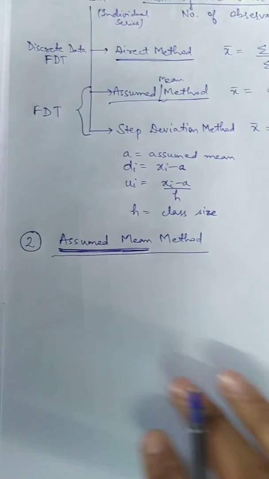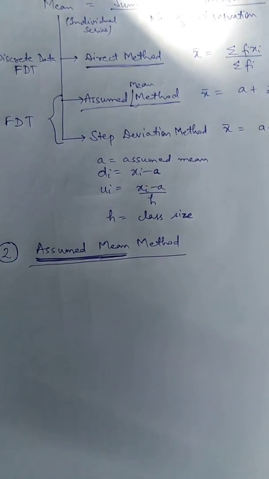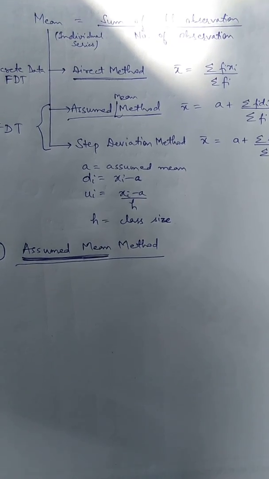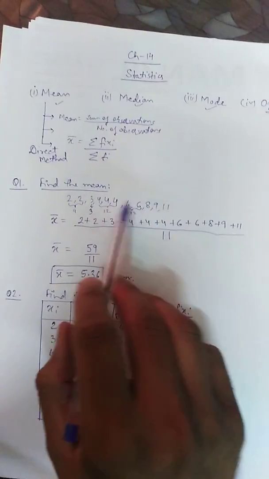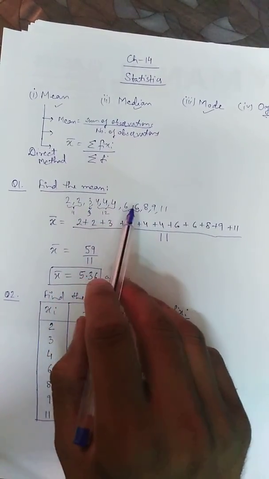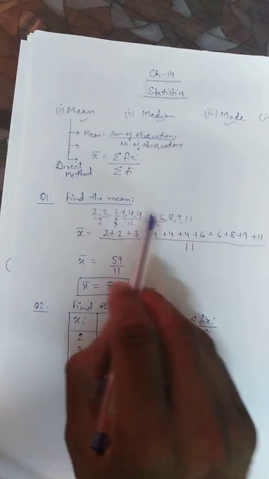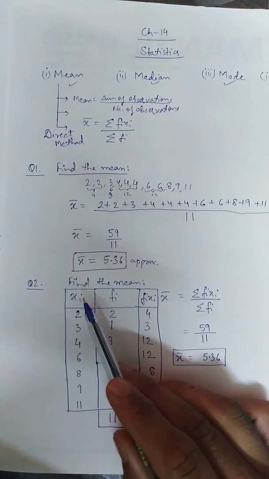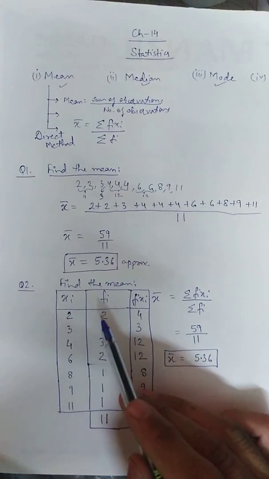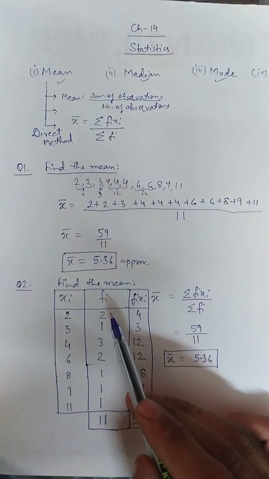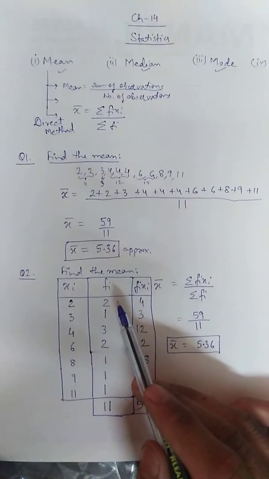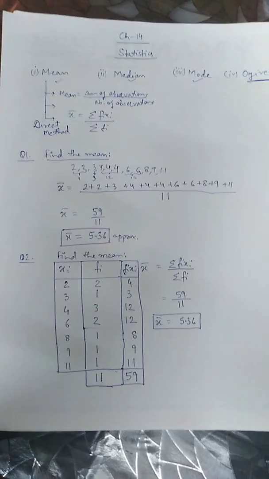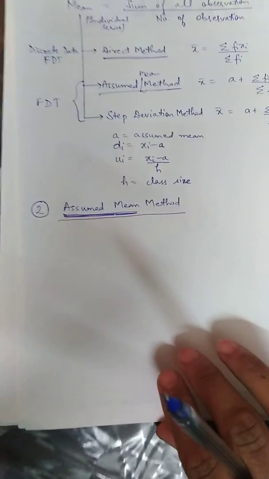Now how will we assume the mean? For that we have to understand, as we learned in our previous lecture, the first method, when we find the mean, we have 2, 2, 3, 4, 4, 4, 6, 6, 8, 9, 11. These are the observations. When we converted it to the table, it gives 2 with frequency 2. Here we must understand that the frequency is not where we get the mean. We get the mean from the observation. This information will be useful for avoiding one of the major mistakes that we make in this method.